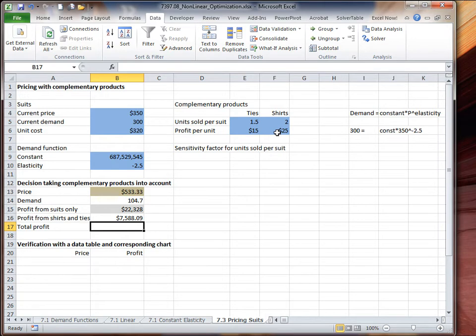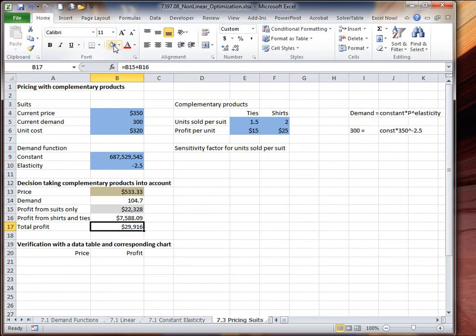So our total profit then is equal to the profit from suits plus the profit from shirts and ties. Okay? Now, this is where it's going to get interesting. What if I make this second number, the profit from everything, my objective, rather than simply the profit from suits? Okay? Remember what we found out before.